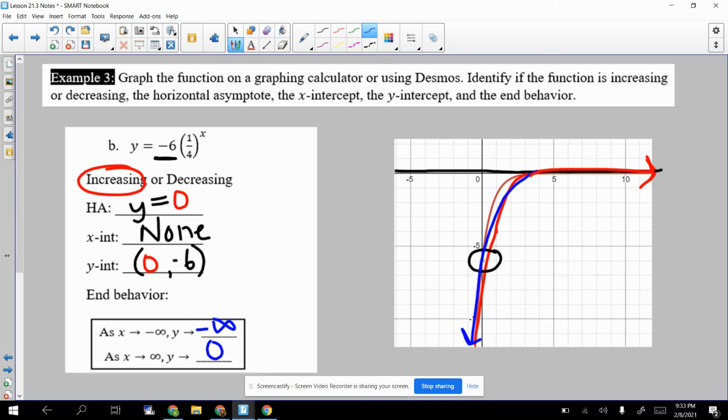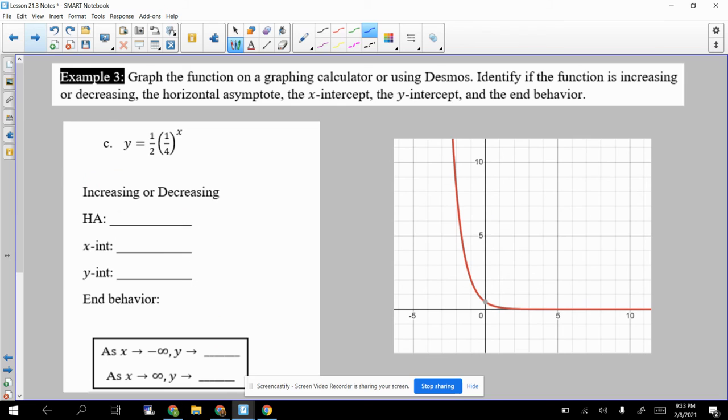Okay, let's try one more together, and then you guys will do the last one on your own. Again, you can just graph this in your calculator or Desmos when you see it. You have y equals 1/2 times 1/4 to the x. Is it increasing or decreasing? As we go from the left to the right, that is decreasing.